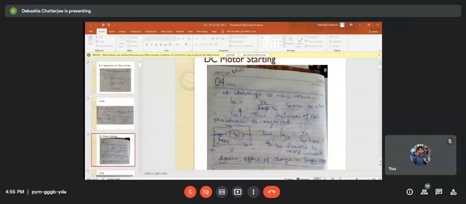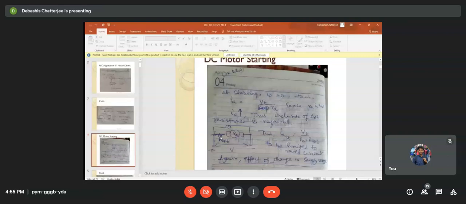Because the other option could be to apply a reduced voltage at the time of start, right? That's just what you do in your lab classes for induction machines, isn't it? Induction machines, what do you do? You have a variac.